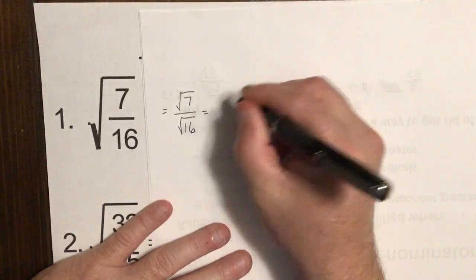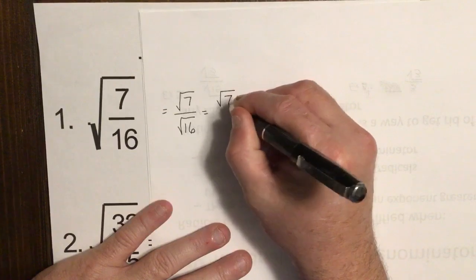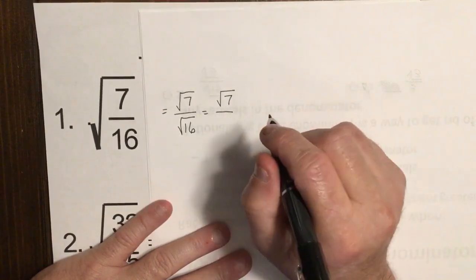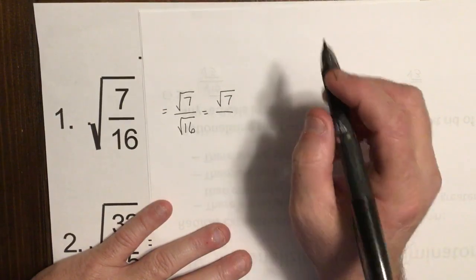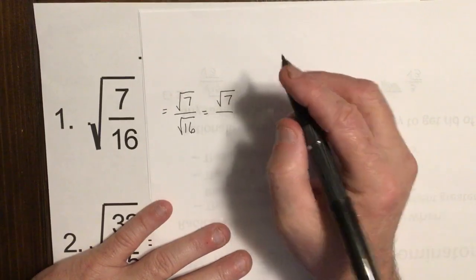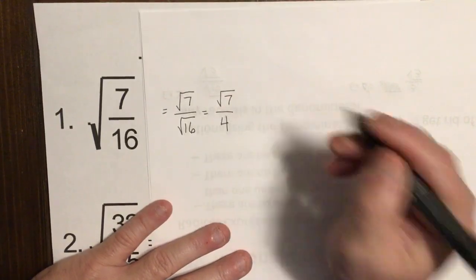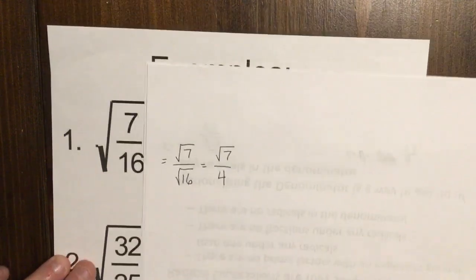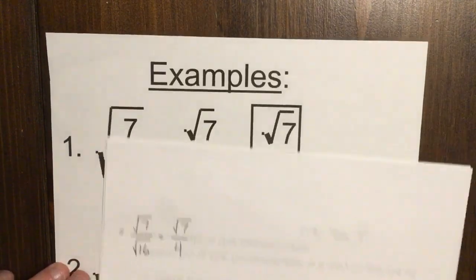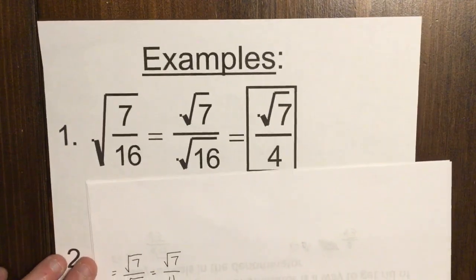Alright. Square root of 7 is going to stay square root of 7 because it's not a perfect square, and square root of 16 is a perfect square, so it becomes square root of 7 over 4. That's what you end up with.